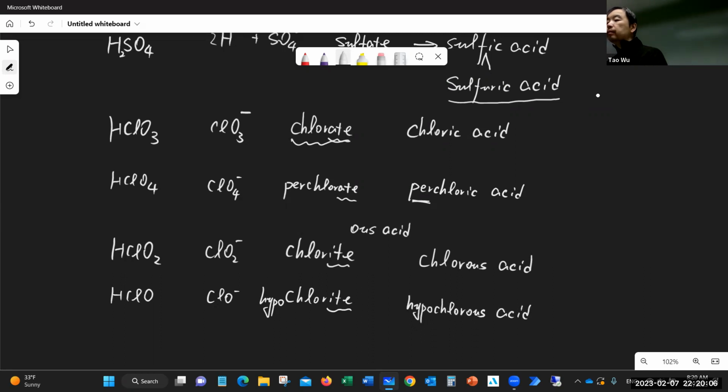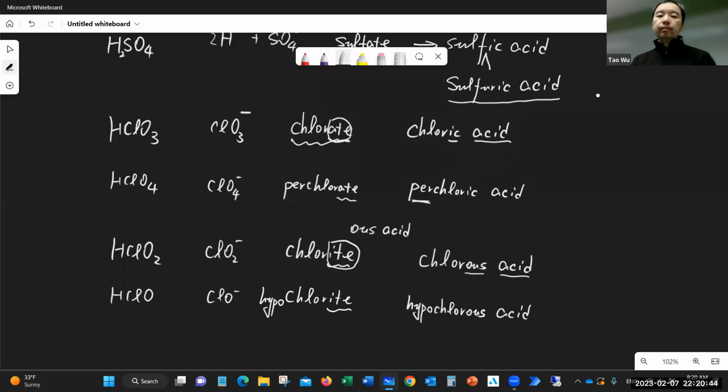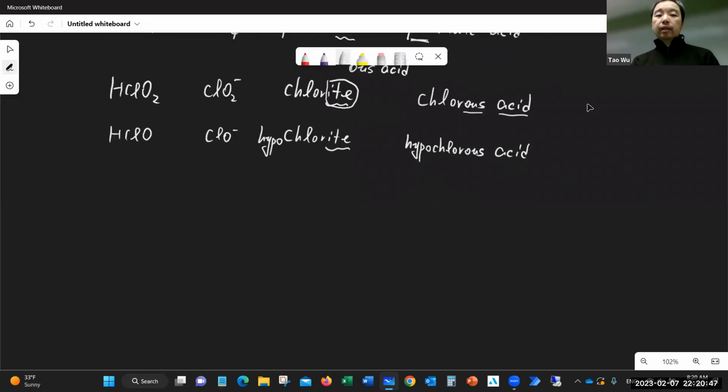So in general, if you're naming an acid with a polyatomic ion, you just look at the polyatomic ion's name. If the ending is ATE, you replace the ATE with IC acid. If the ending is ITE, you replace the ITE with OUS acid. That's it. So this is the naming for acids.